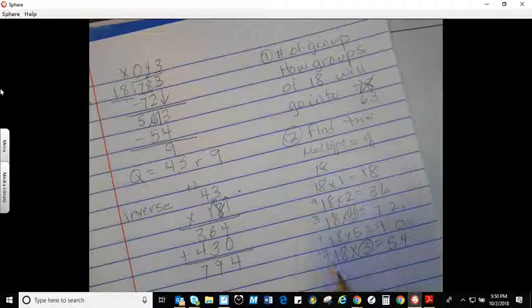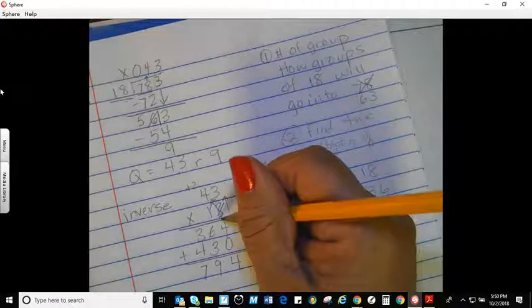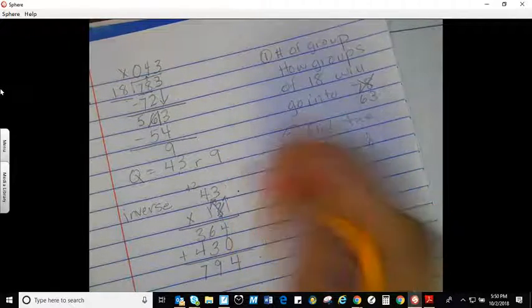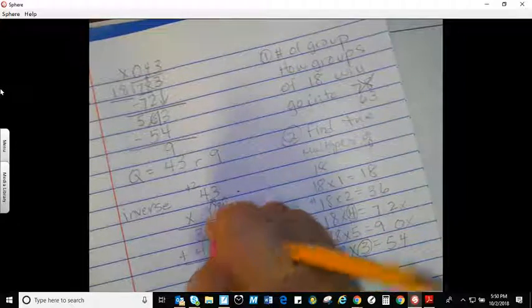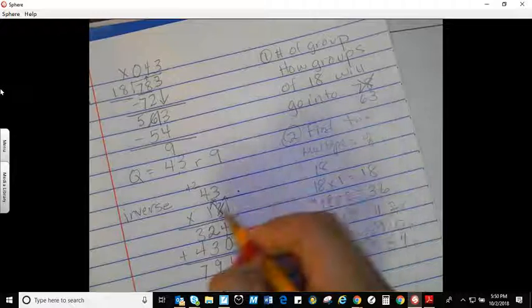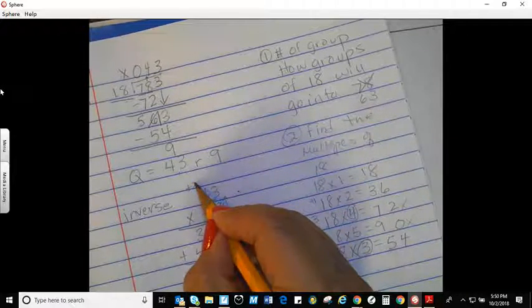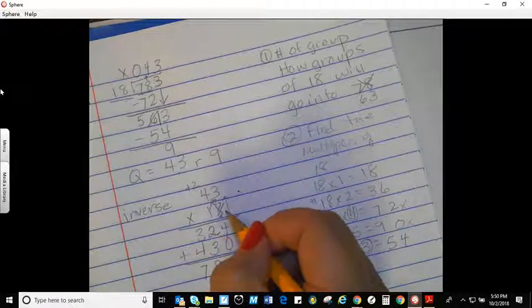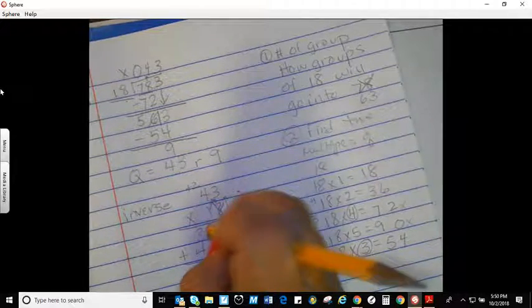Am I done yet? Look at what I made a mistake. I'm so glad I went back and I checked, because that was 8 times 4 is 32 plus 2 is 34, and I went and put the 32 down.